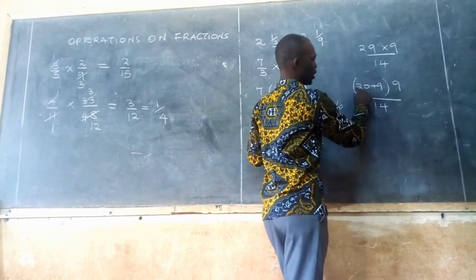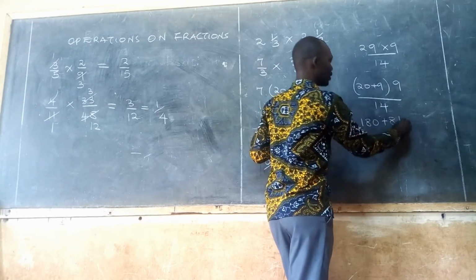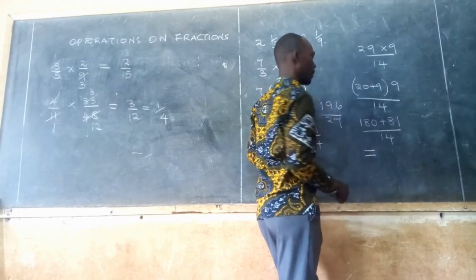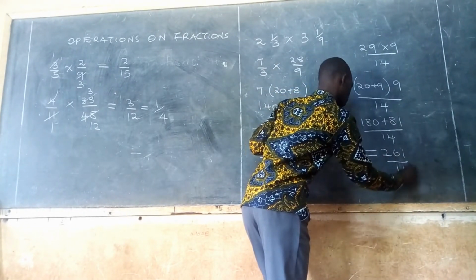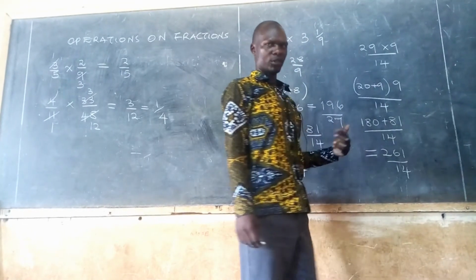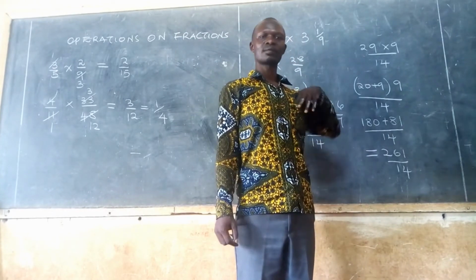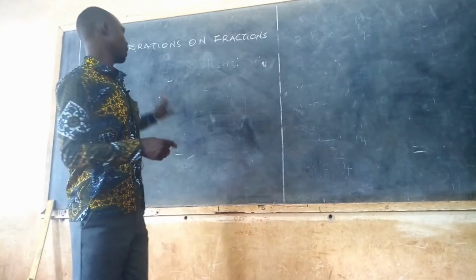So this one will give us what? 180 plus 81 over 14. That one will give us 261 over 14. Then you can proceed to simplify accordingly. So multiplication of fractions is very direct. It's equally simple. Division is just equivalent to multiplication.